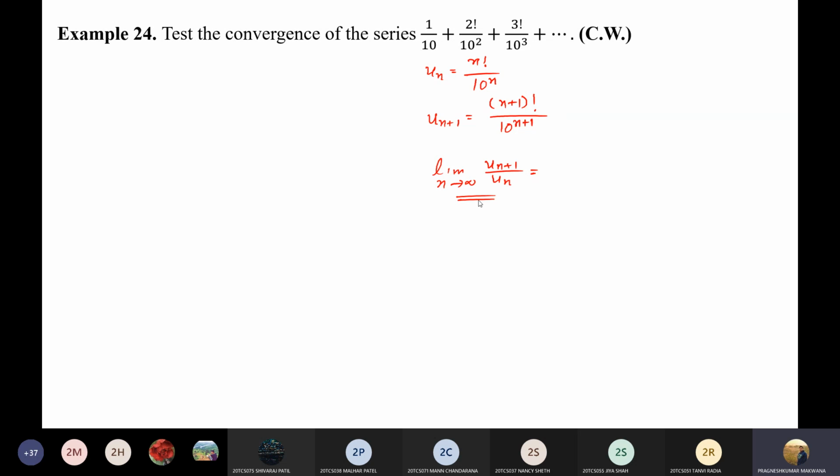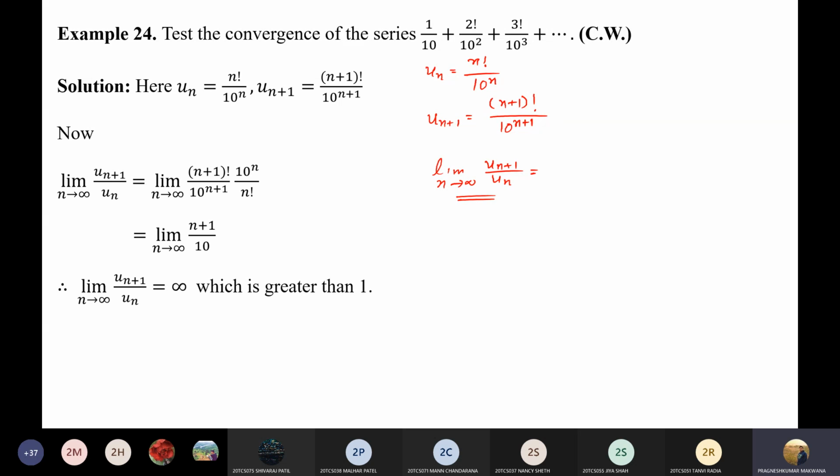Yes, what is the answer of this limit? Infinity, sir. And that is greater than 1. Infinity is always greater than 1. So the series is divergent by using the ratio test.